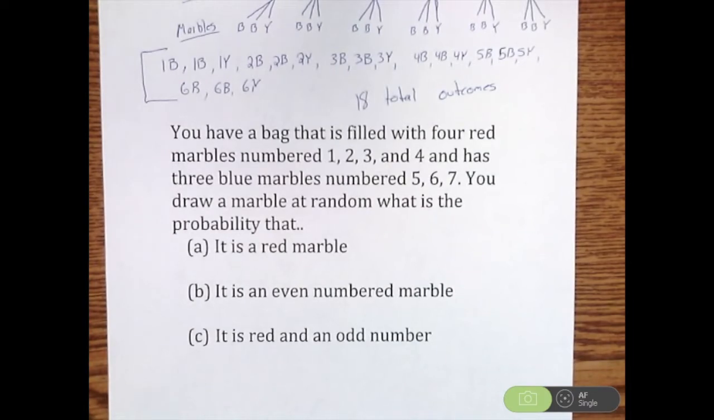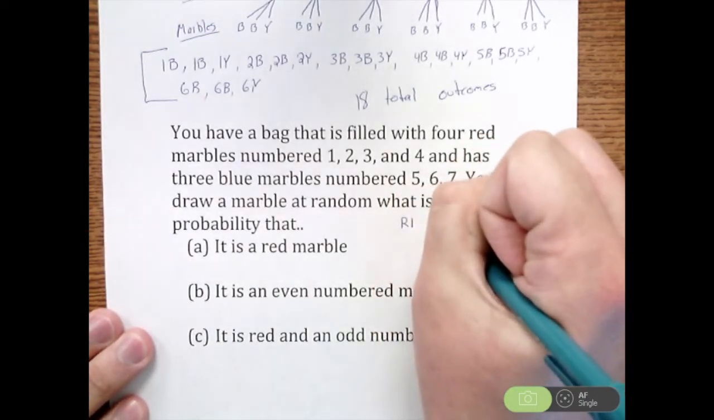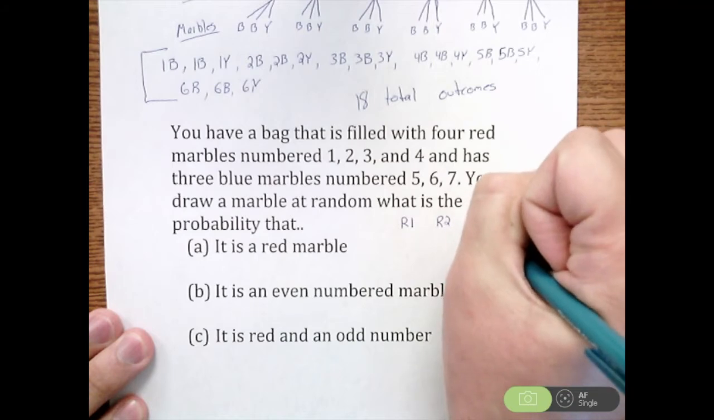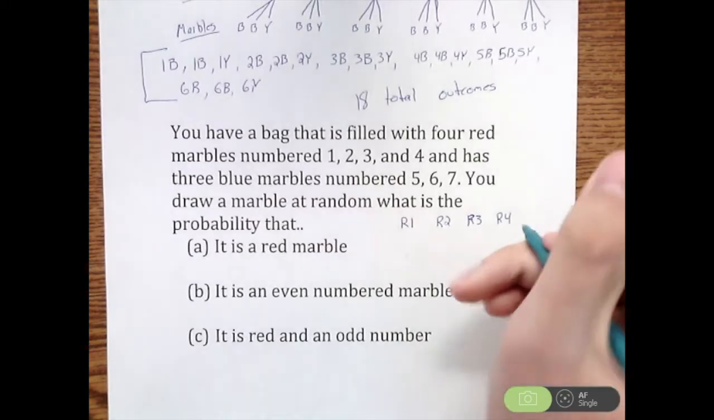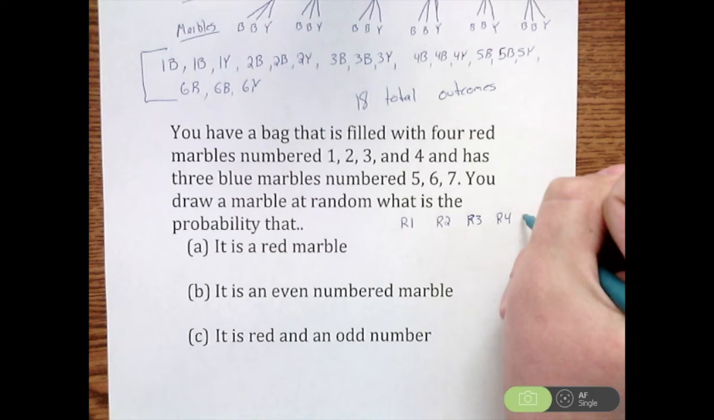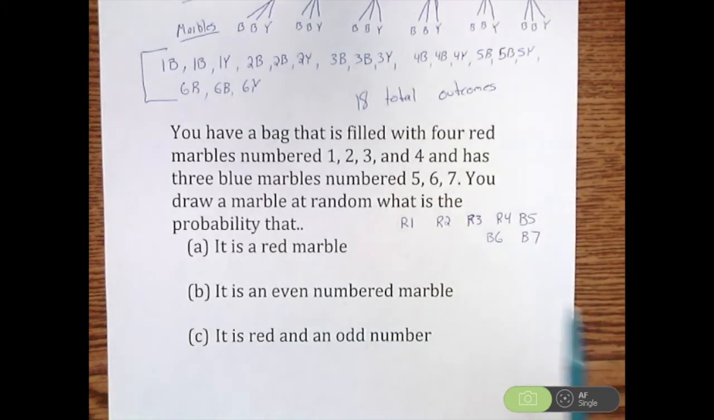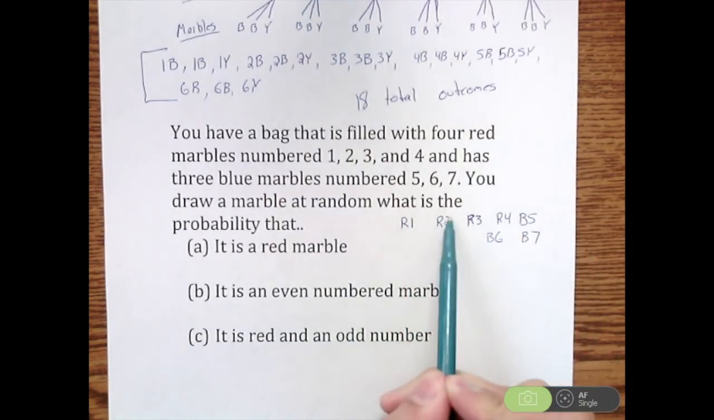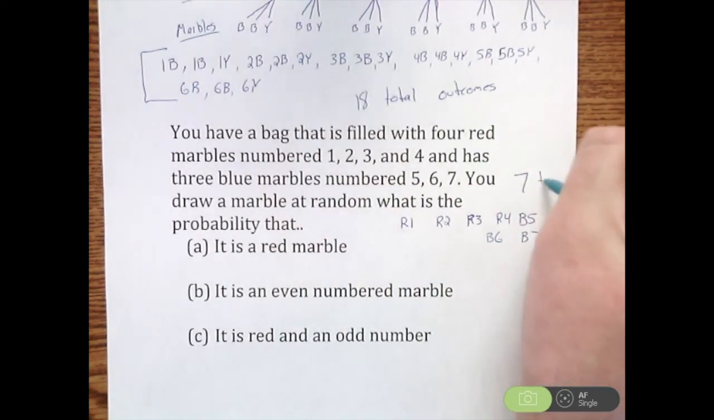So I have a bag that is filled with 4 red marbles numbered 1 through 4. So I can get a red 1, a red 2, a red 3, a red 4. It also has 3 blue marbles, numbered 5, 6, 7. So I can get B5, B6, B7. So that's my sample space there. That's good to know. I have 1, 2, 3, 4, 5, 6, 7 total outcomes in that sample space.